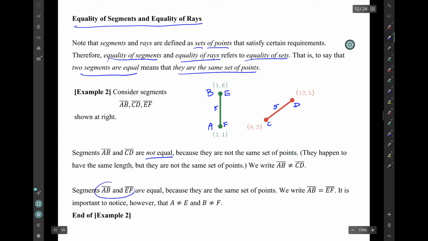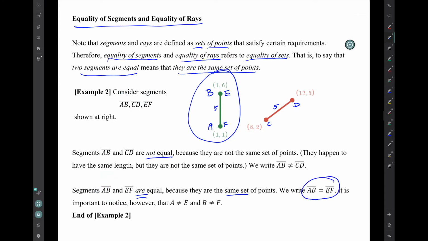Segments AB and EF are equal because they're the same set of points. This green set of points is the set of points that makes up segment AB. It's also the set of points that makes up segment EF. So we write that symbol: segment AB equals segment EF.